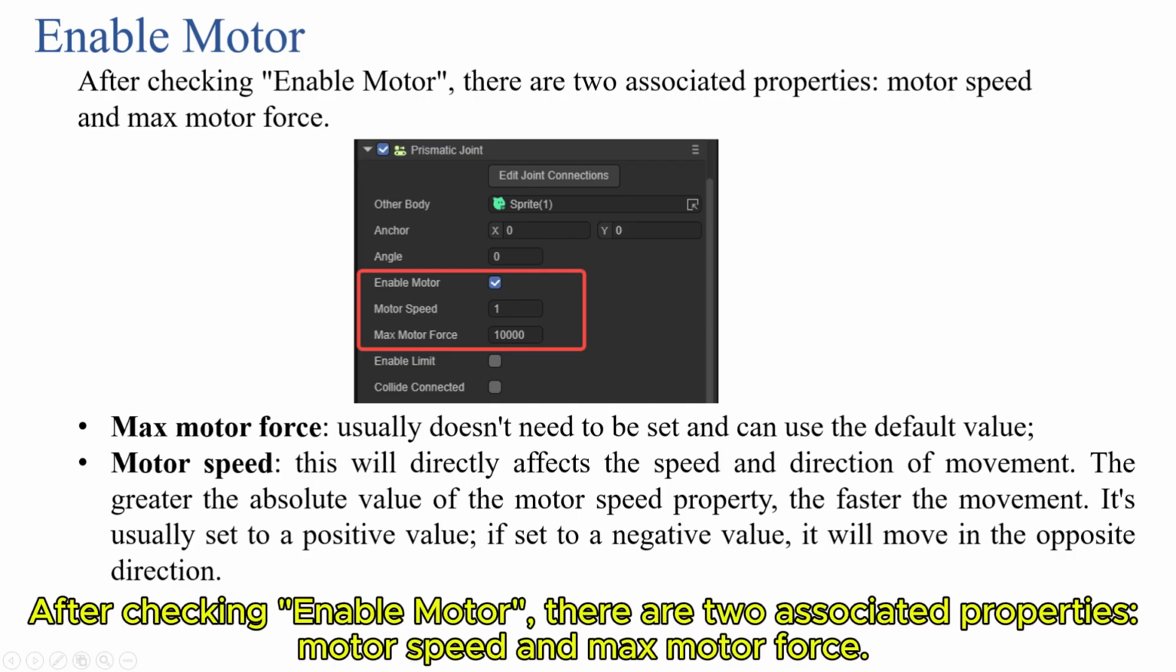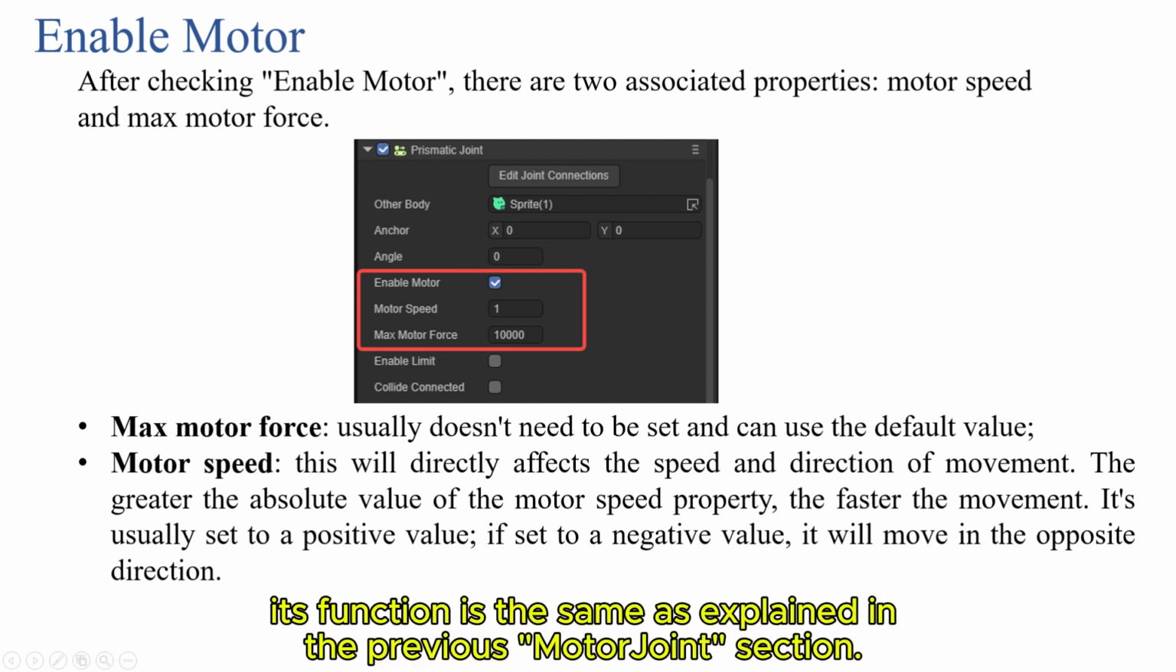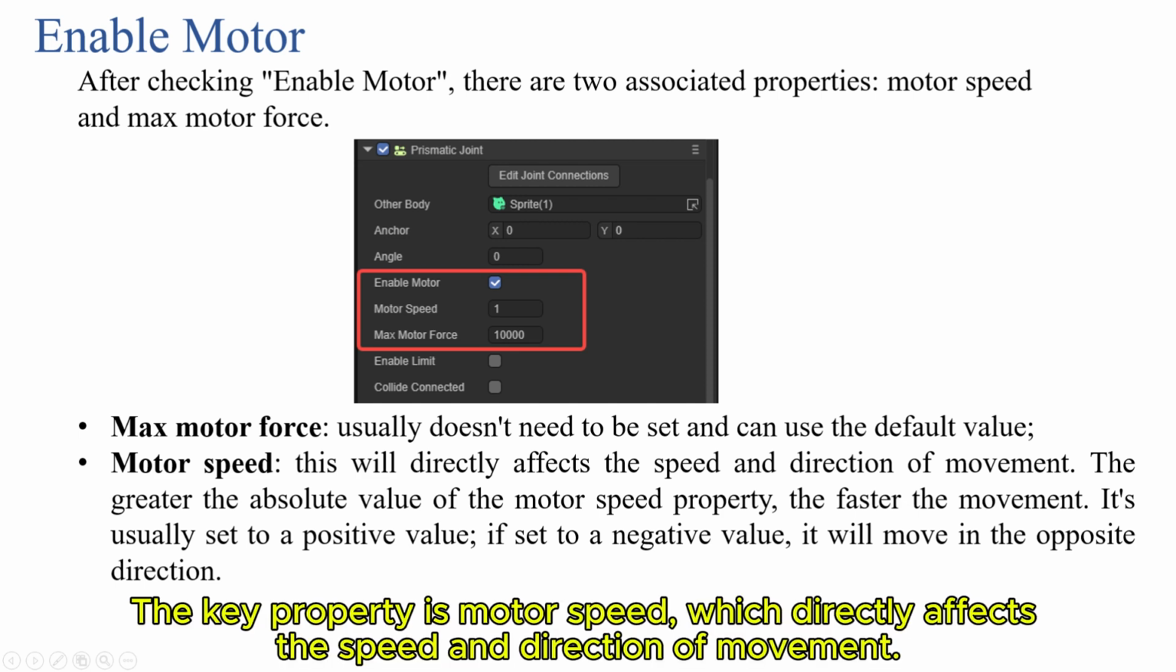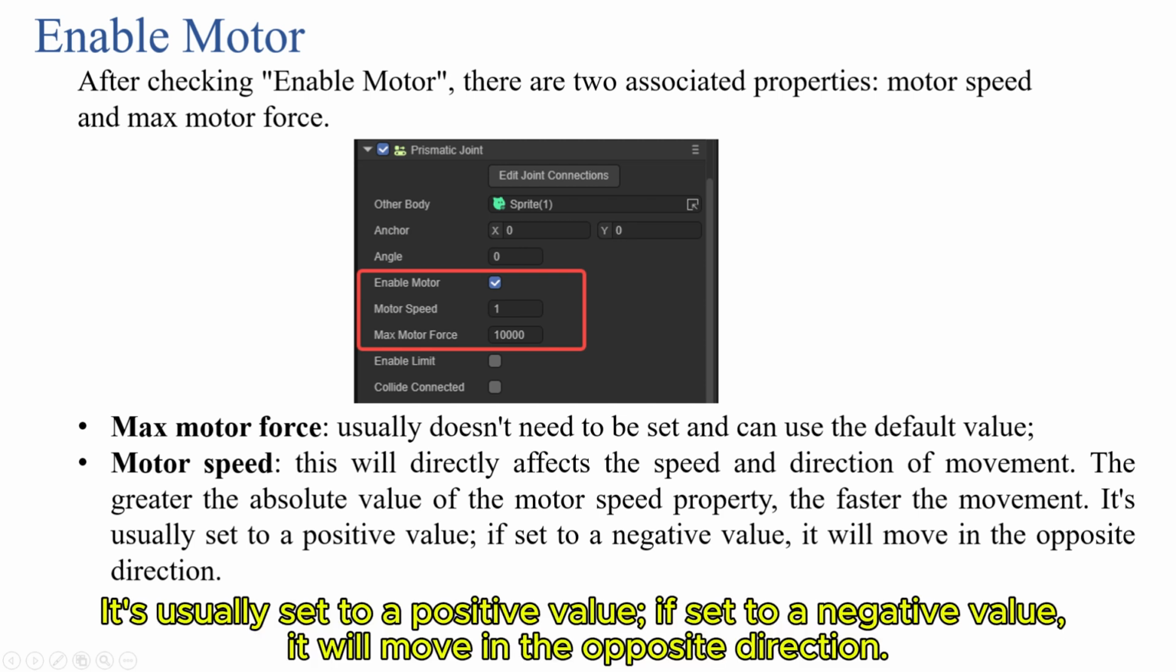After checking enable motor, there are two associated properties, motor speed and max motor force. The max motor force usually doesn't need to be set and can use the default value. Its function is the same as explained in the previous motor joint section. The key property is motor speed, which directly affects the speed and direction of movement. The greater the absolute value of the motor speed property, the faster the movement. It's usually set to a positive value. If set to a negative value, it will move in the opposite direction.